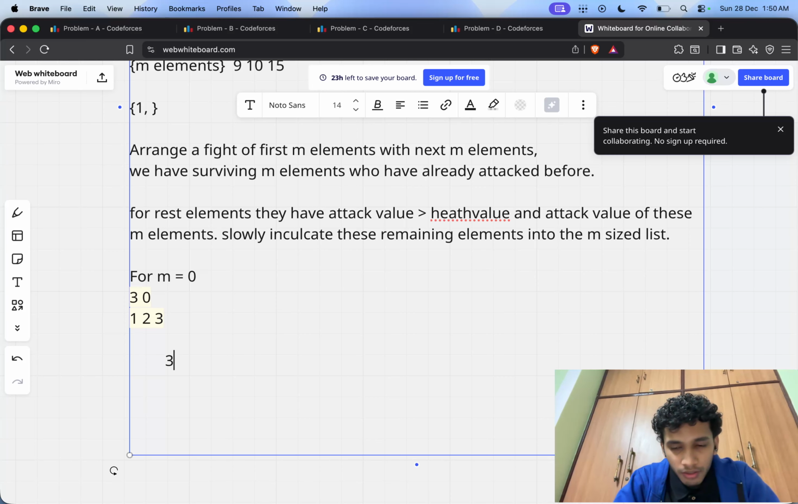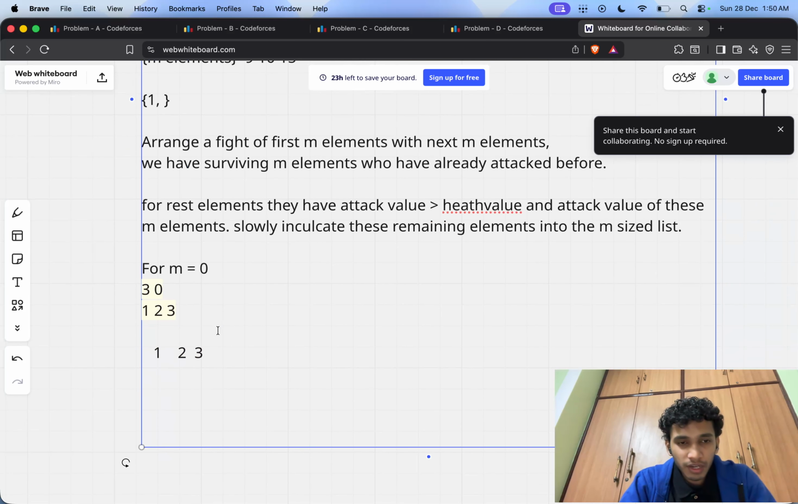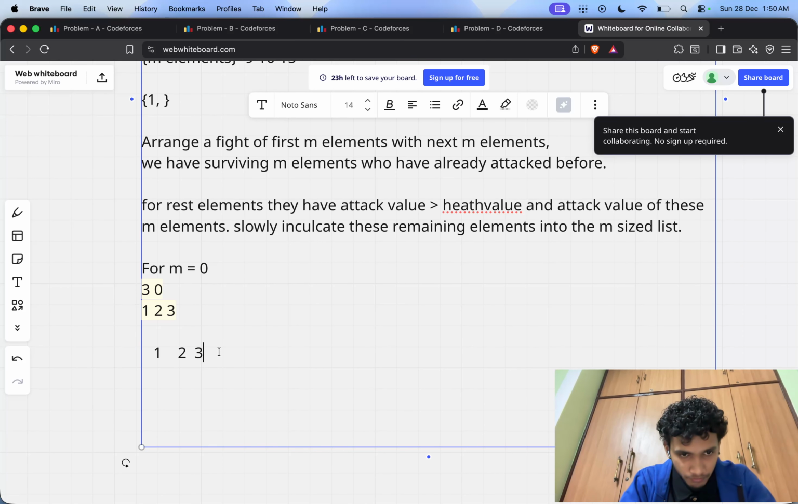We started with 3. We came to element 2. Can we kill 3 using 2? No. So move forward. Can we kill 3 using 2 and 1? Yes, we can. So use both of them to kill 3. At the end, 3 will also be killed. And because these two are fighting an element with higher attack value, these two will be killed as well. Alright. So this is as well a good scenario.